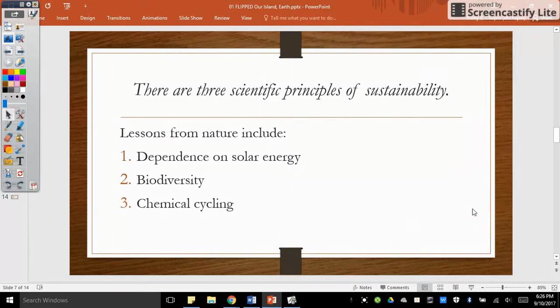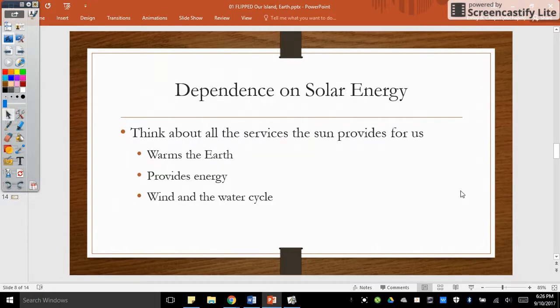So we have three principles of sustainability. The first one is going to be our dependence on solar energy. So without the sun, we would just be a frozen rock in space. We need it for life. It fuels many of the processes, almost all of the processes, except for the geologic processes on Earth.